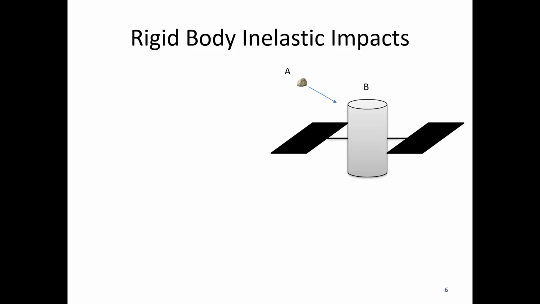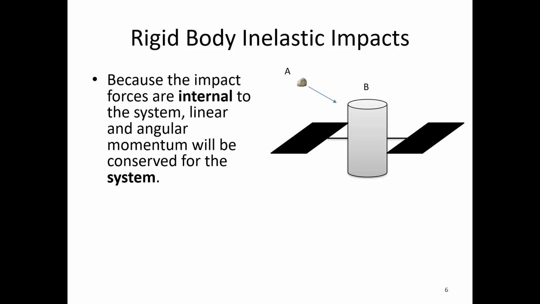So an example of this, say we've got our satellite again, and we've got the micrometeorite that strikes it, and say that the micrometeorite sticks into the satellite and becomes one body afterwards. Because the impact forces are internal to the system, with both the satellite and the body, A and B here, considered part of our system, that is an internal impact, and that means with no external impact, the momentum is going to be conserved for the body as a whole.